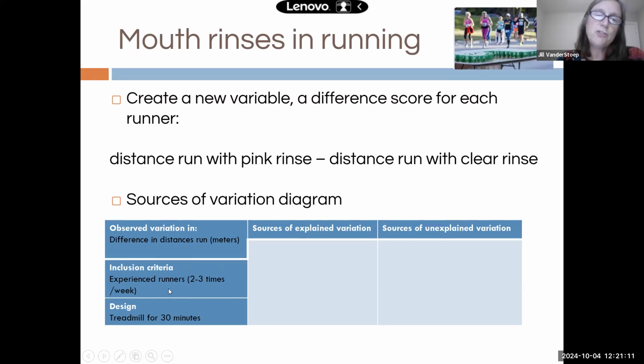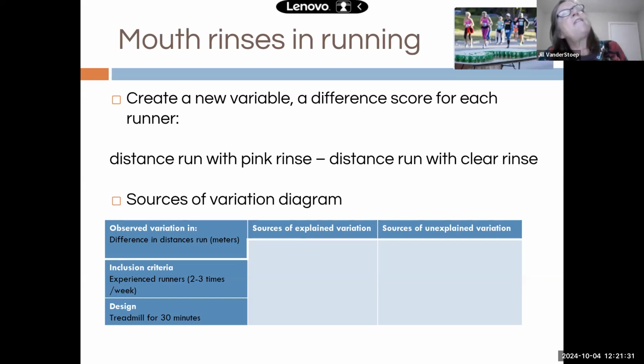We do have some inclusion criteria. These were experienced runners. And we do have a bit of a design limitation. So this wasn't on a road or a trail. This was on a treadmill for 30 minutes. And these two bottom inclusion criteria and design are going to come into play when we draw our conclusions.